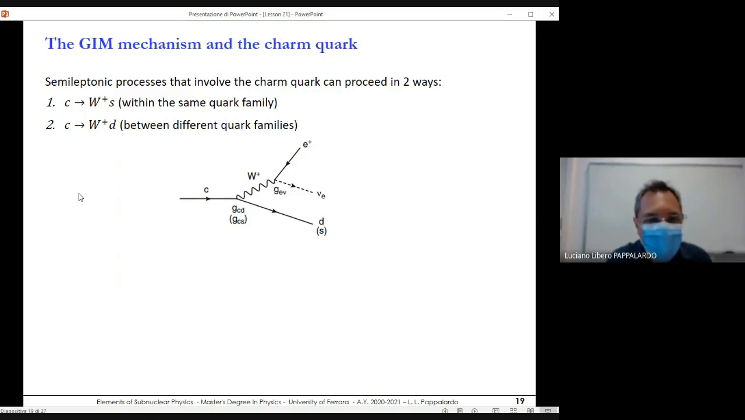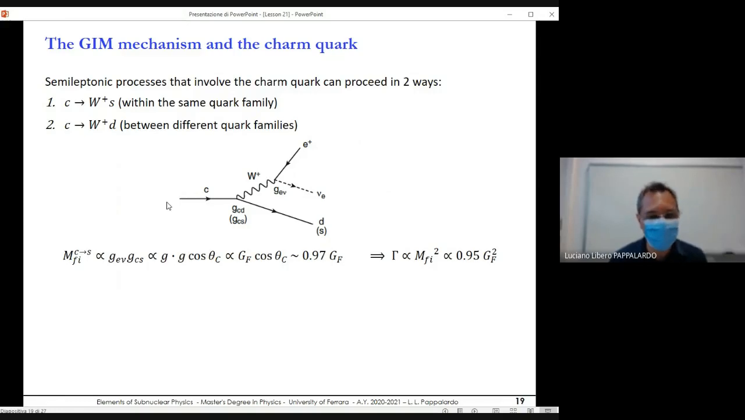So let's consider now semi-leptonic processes that involve charm quarks. We have essentially two possibilities, within the Cabibbo theory enlarged with the GIM mechanism. So the c can go into an s quark, and then we have some leptonic vertex, or the c can go into a d quark. And as we know, this corresponds to the same fundamental coupling, but with different strength due to the cosine and sine of the Cabibbo angle. So let's first consider the c into s.